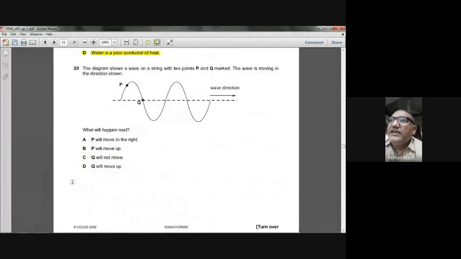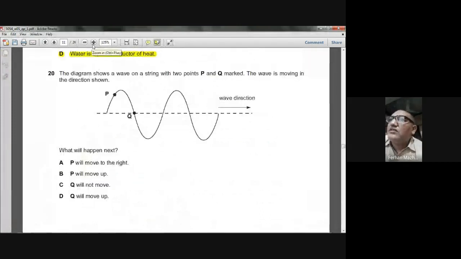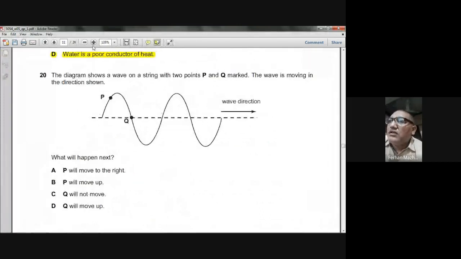Question number 20 is showing up on your screen. The diagram shows a wave on a string with two points P and Q marked. The wave is moving in the direction shown. What will happen next? So this wave is going in this direction. For example, if I take this point, what will happen with it? Whatever is behind it, that will happen next.